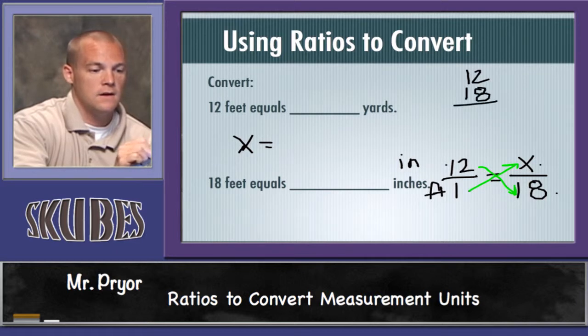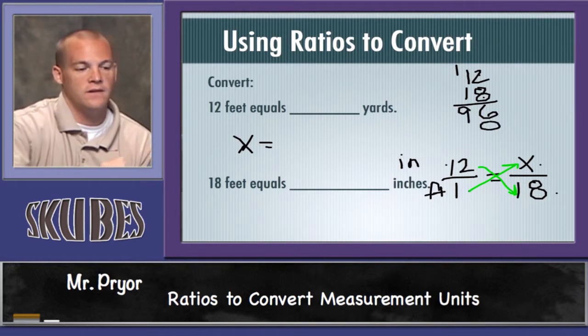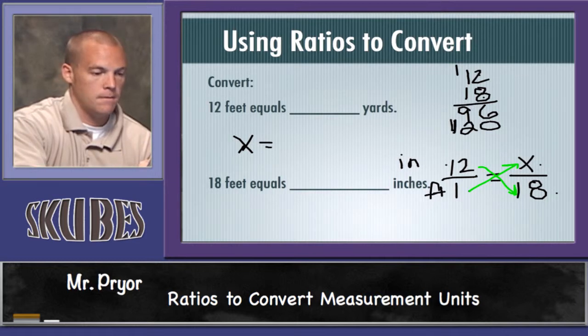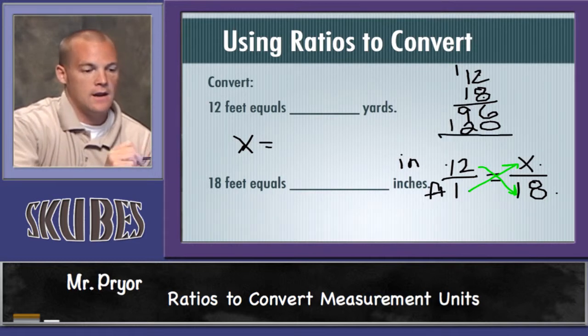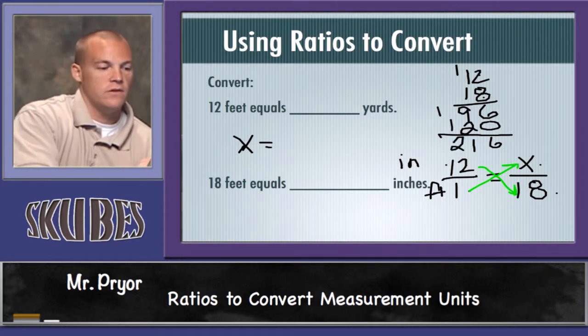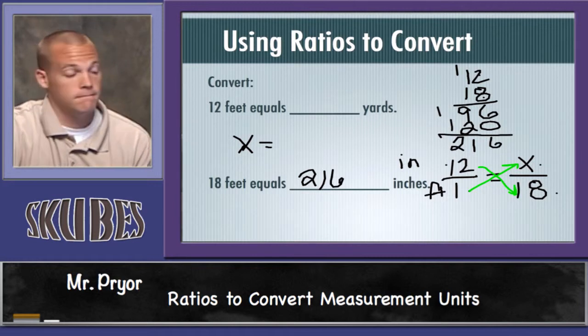12 times 18. 8 times 2 is 16. We'll carry the 1. 8 times 1 is 8, plus 1 is 9. Hold the place with a 0 or a blank. And then multiply 1 times 2 and 1 times 1. And we go ahead and add. 6 plus 0 is 6. 9 plus 2 is 11. And 1 plus 1, carrying the 1, would give you 2. So you find that it's 216 inches. Okay.